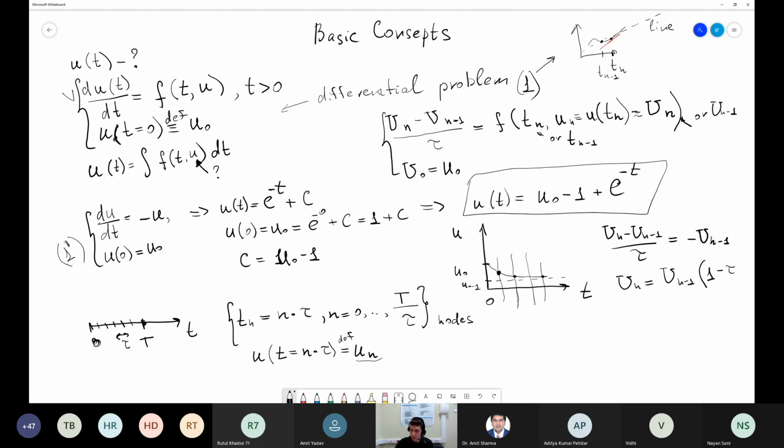1 minus tau. So if we know that u0 goes to the u0, we can calculate that u_n equals u_{n-1} multiplied by 1 minus tau, equals u_{n-2} multiplied by (1 minus tau) squared, etc. u0 multiplied by (1 minus tau) to the power of, I think, 0 for first. Yeah, I think this is the correct power, the power of n.